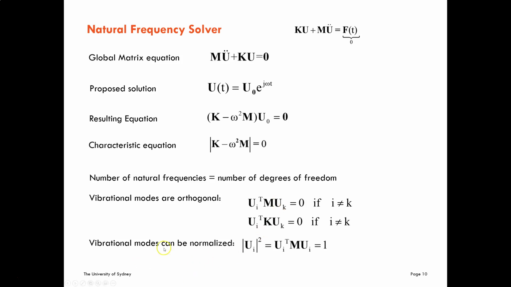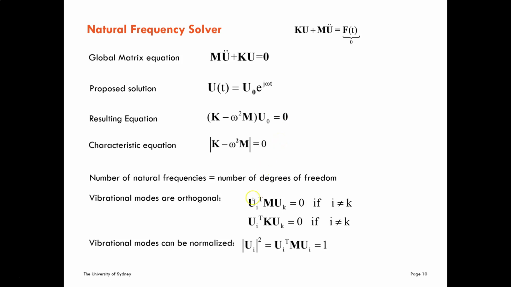These vibrational modes can be normalized. So the norm of this vector is going to be equal to 1. So these are the vibrational modes of the structures. The natural frequency solver is going to give me the natural frequencies of the structure and the corresponding modes of vibrations of this structure. Until now we have the fundamental frequencies and the vibrational modes of the structure obtained from the natural frequency solver.